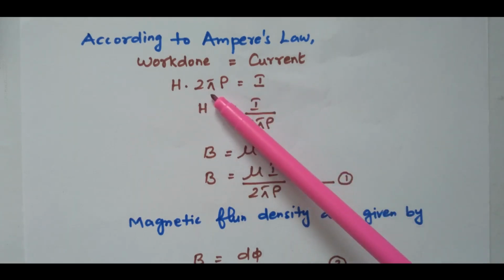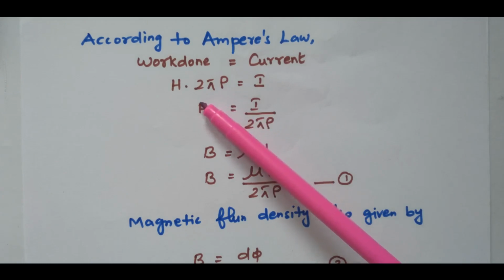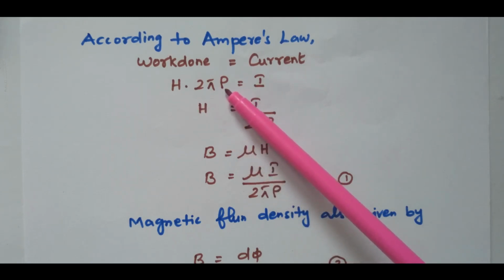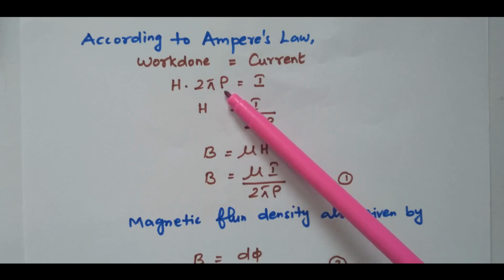What is 2 pi rho? Integral H dot dl equals I. Integral dl is L. L is nothing but the circumference of that cylinder, the closed loop, 2 pi rho. We consider the radius rho. The inner and outer radii are a and b. In between, we consider one segment called rho.